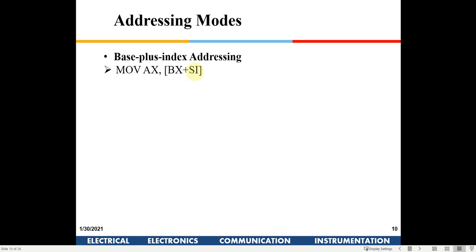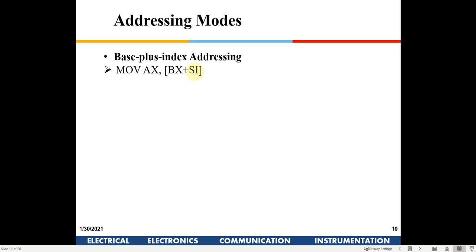Okay, there is a doubt. Sir, what if we try to use a memory location which does not have any value? By default memory locations will be zero, so zero will get transferred.